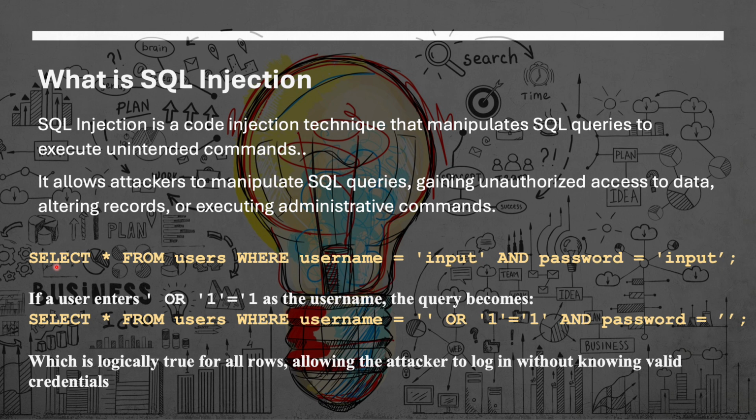Here's an example. Let's say we have a query which selects all from the users where username is input and password is also input. Now if a user enters ' OR 1=1 as username, the query becomes select all from users where username equals empty string or 1 equals 1 and password equals empty string. Now this is logically true for all rows as we have an OR with 1 equals 1 which is always true. By this, the attacker logs in without any valid credentials. This kind of vulnerability can lead to unauthorized data access or even total control of the database.